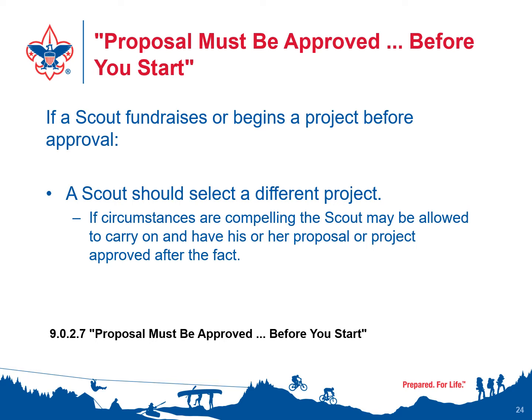If you would not have approved the project before and the scout comes to you and says, well, I've already done it, at that point the scout either picks another project, or adds on to the project to give it enough leadership or whatever is missing so that you can approve it, and then completes the project to your satisfaction, and then you can say it's been approved. Otherwise, the scout starts all over again.